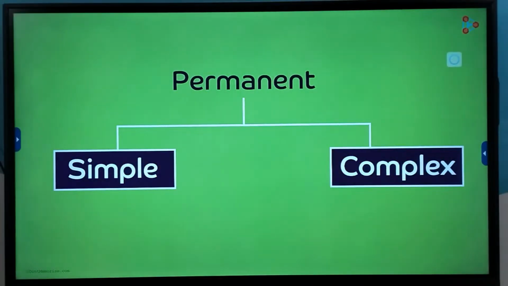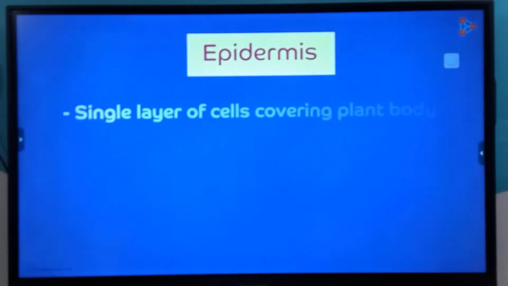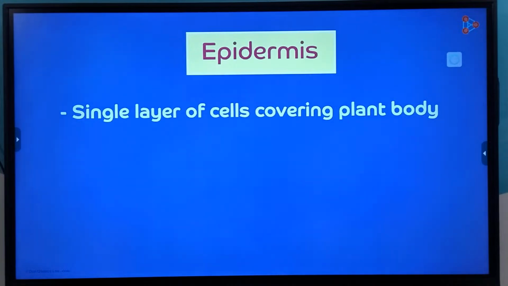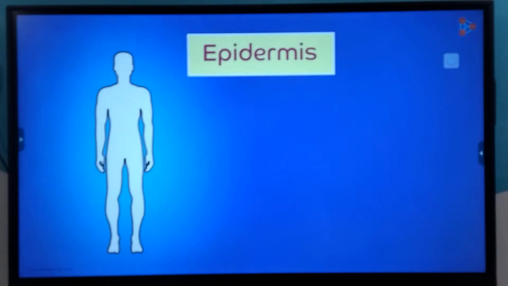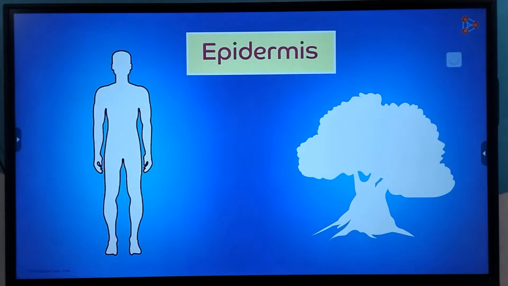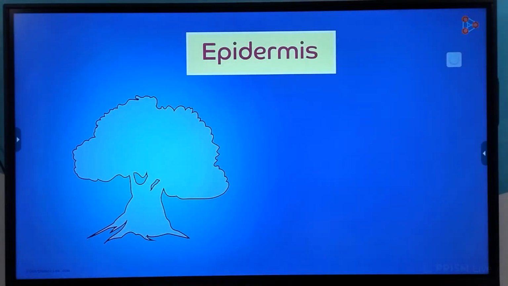In the previous video, we glanced at the simple permanent tissues. And now, before moving ahead with the complex type, we need to stop at the concept of epidermis, the single layer of cells covering almost the entire plant body. We humans need a layer of skin to protect our internal visceral organs and systems, right? Plants are not an exception to this. They also require and possess a protective covering throughout their body, which we refer to as the epidermis.